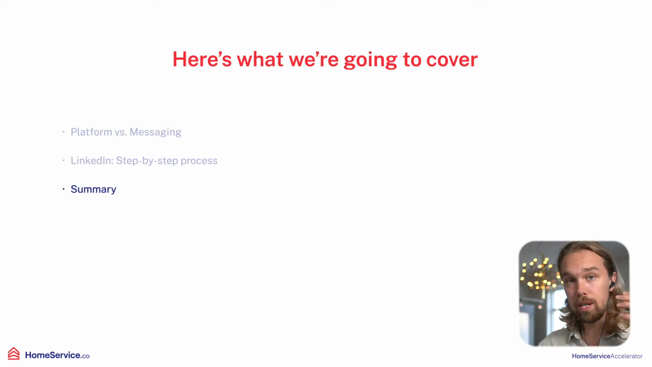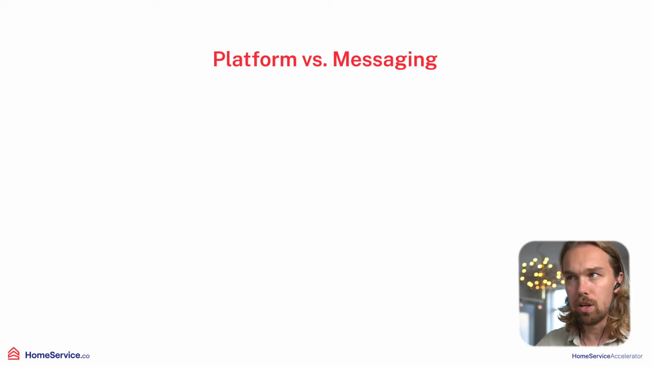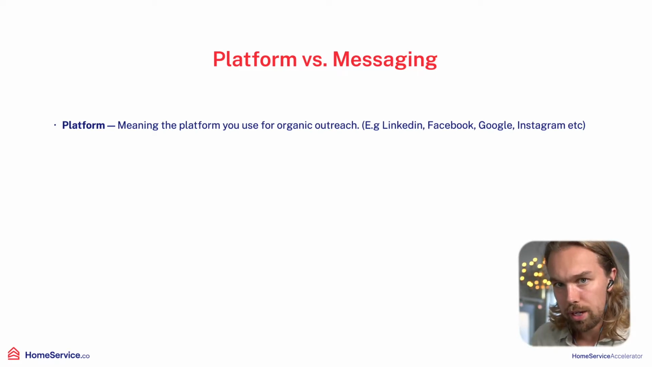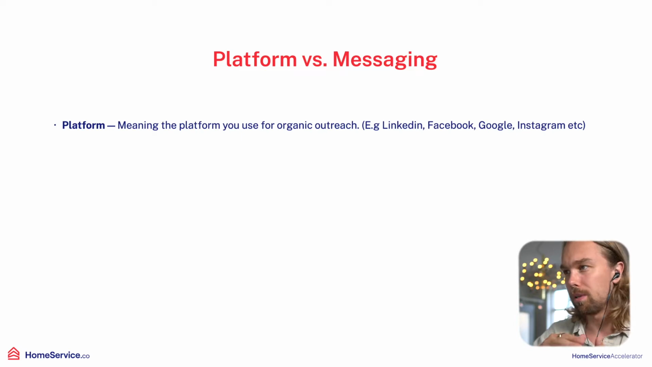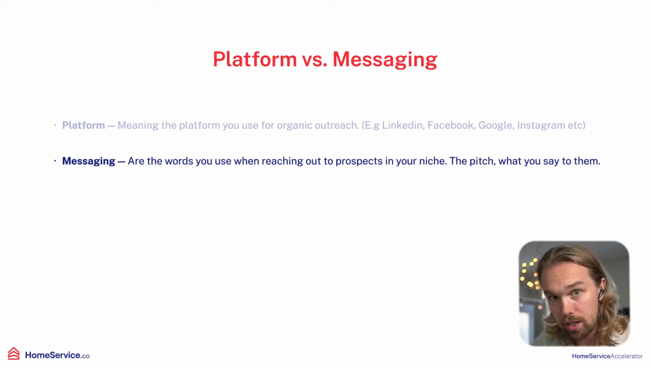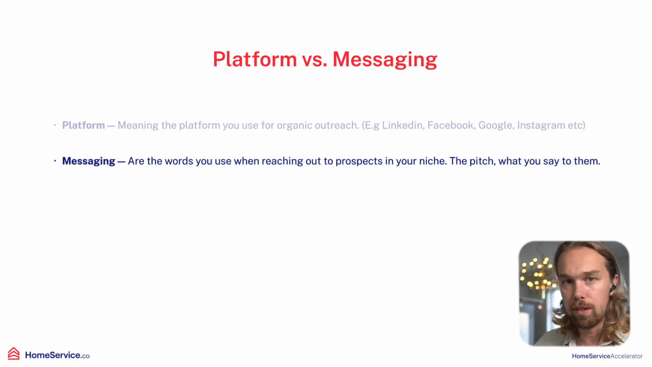And if you watched our video on how to do Google outreach and how to use Google, this one is going to be pretty much a similar format in the actual presentation, but obviously the content inside of the presentation is different. So let's start off with the platform versus messaging. The platform is basically the platform you use for organic outreach, right? So I just want to make sure that you understand it. It could either be, for example, LinkedIn, Facebook, Google, Instagram, or whatever that might be, right? And messaging is basically the words that you use when you reach out to a potential prospect or to a potential client. In other words, the pitch, or what you actually say to them. And the messaging is super important. So that's why I'm going to cover this more in this video as well.